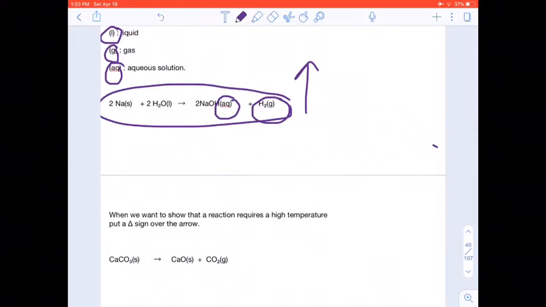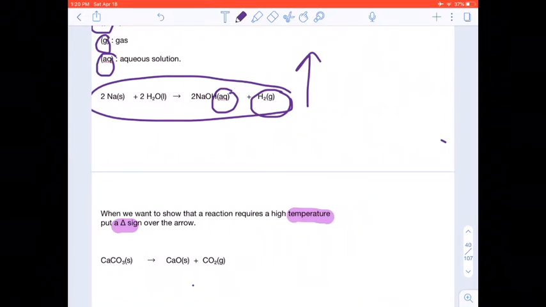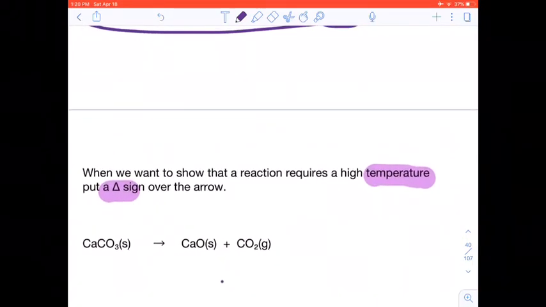Right, so when we want to show that a reaction requires high temperature, we can use the delta sign. Right, so sometimes that is what we do. We essentially see here we've got calcium carbonate in a solid phase, and then it decomposes to give us calcium oxide plus carbon dioxide. And what we normally do sometimes, we put the delta sign there, showing that heat needs to be supplied for this particular reaction to occur.